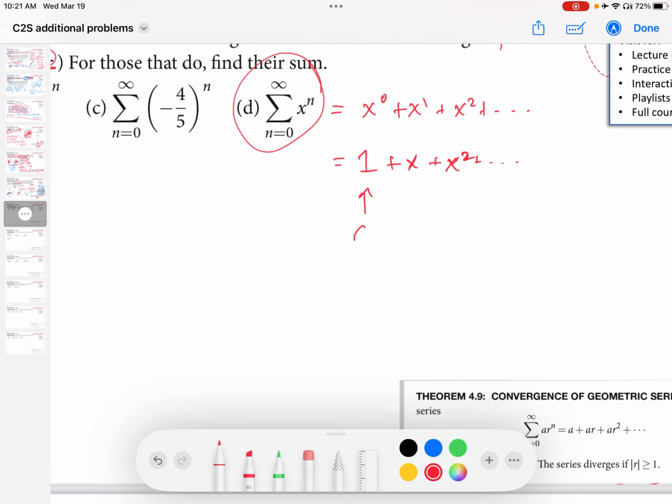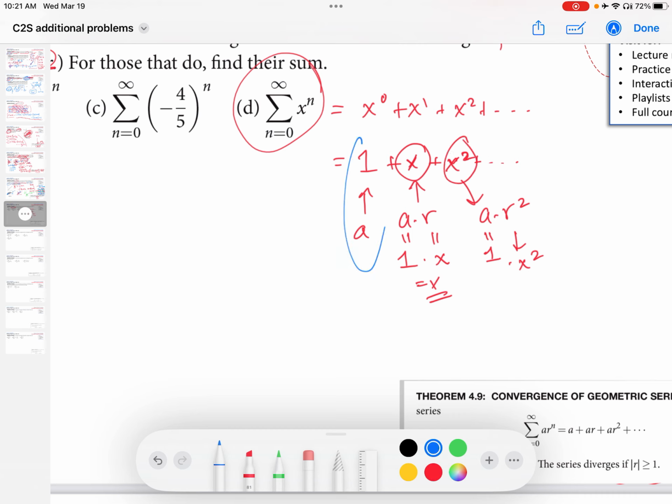Okay, so this is my a value. This has to be a times r. A is 1, so r has to be x, right? That's right. 1 times x is x, which is this term. And then this has to be a times r squared. A again is 1, and r is x. And indeed, it gives us x squared. So I got my a value, I got my r value, and then question, does it converge? Well, is the absolute value of r less than 1? R is x. So here I run into something that is not so easy to verify.